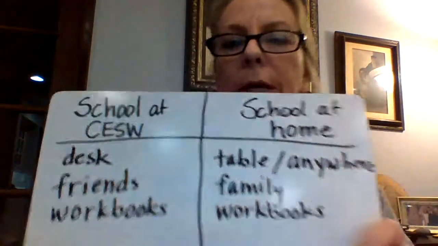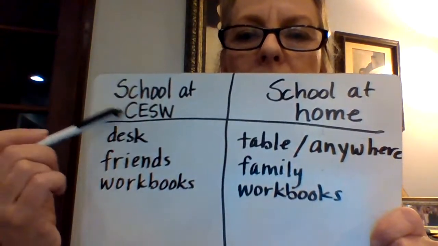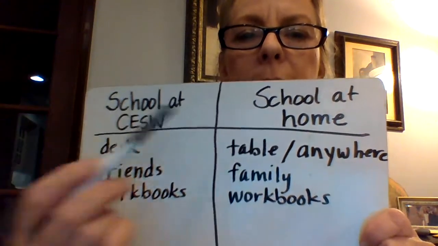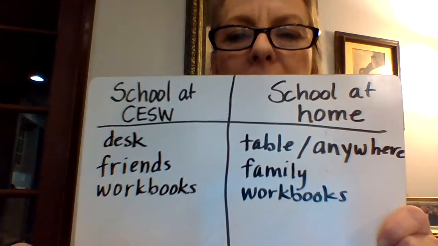So I had jotted down a few ideas that I thought of. Certainly you could think of more. This was just real quick, just to give you an example. So I made a T-chart. Okay, I wrote school at CSW on one side and school at home on the other. And then I just started thinking of ideas, okay?